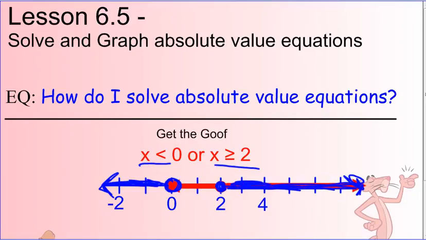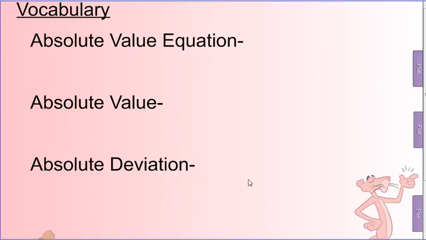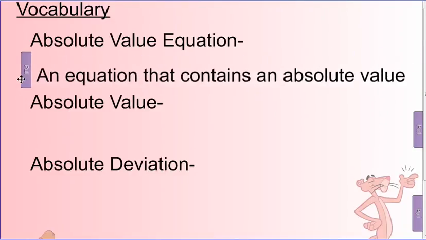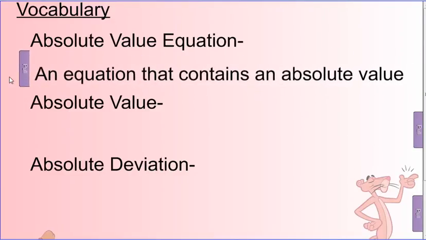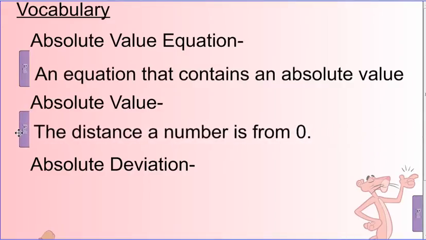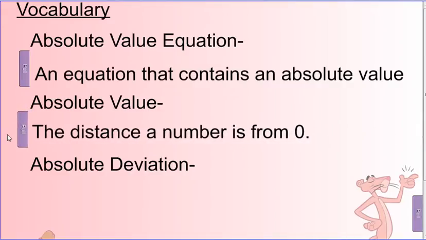Okay, so we've got a couple of vocab words here. First off, absolute value equation. You could probably guess it. It's an equation that has an absolute value in it. Pretty self-explanatory. Absolute value is the distance a number is from 0. Now this is like the actual teacher definition of what absolute value is.